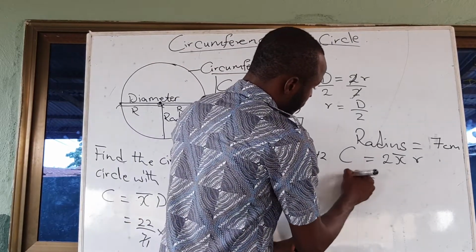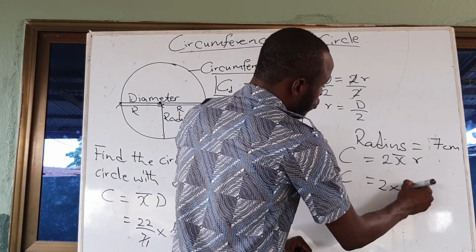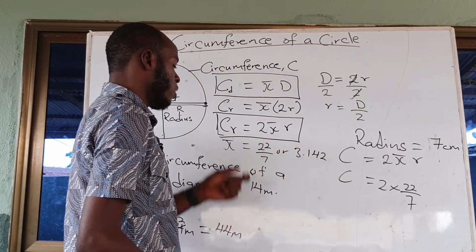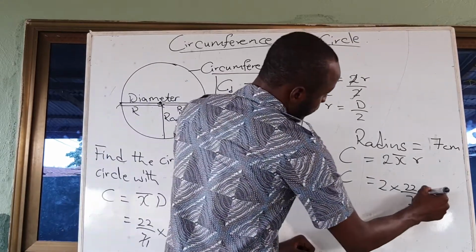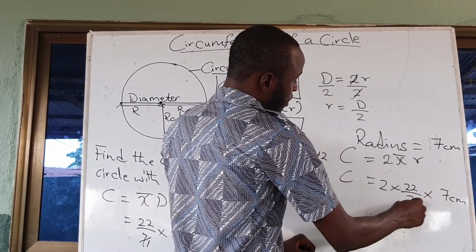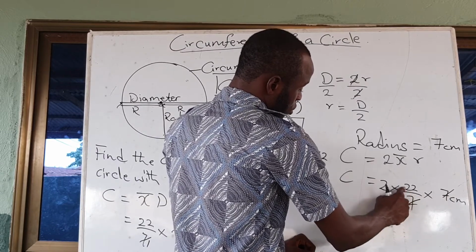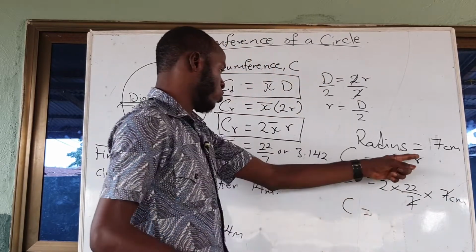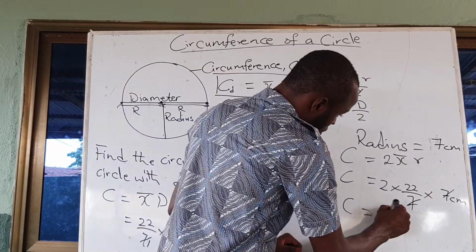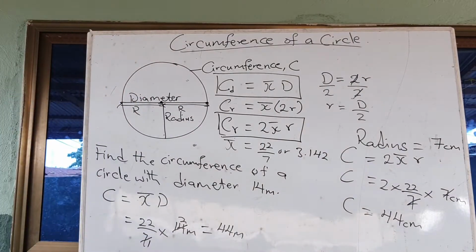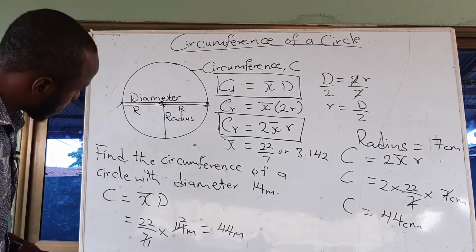Now we know c will be equal to 2 times 22 over 7, we are using 22 over 7 as our pi, times 7 centimeters here. So this 7 will cancel that 7 and we are left with 22 and then 2. So the circumference of a circle with radius 7 centimeters will be giving us 44 centimeters.